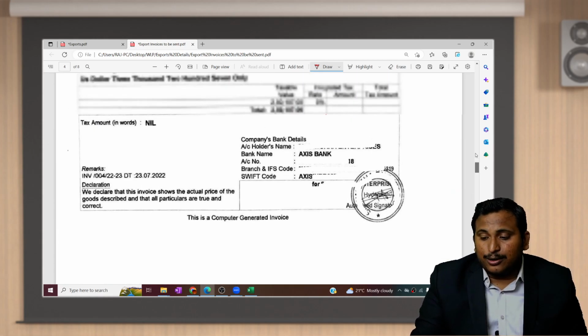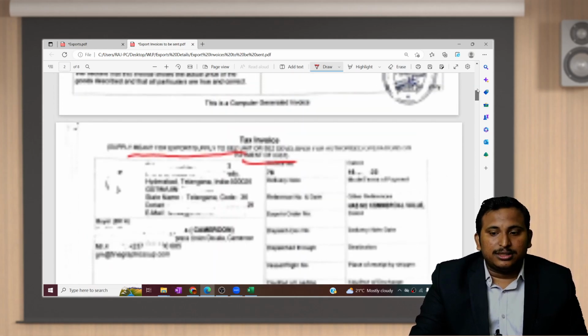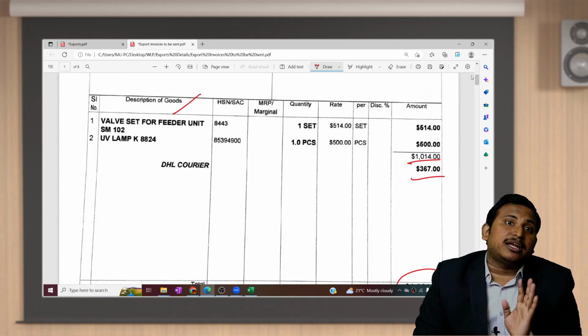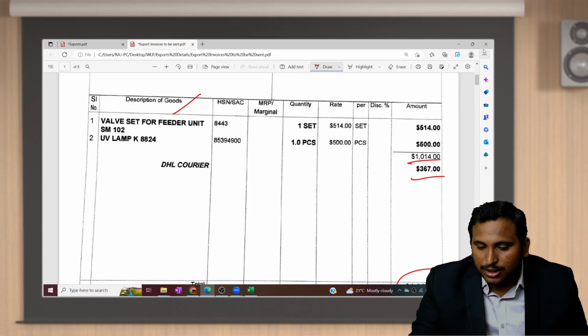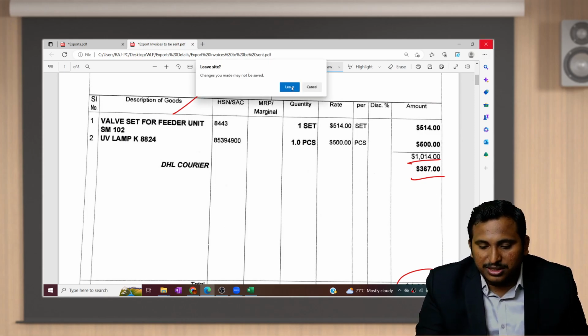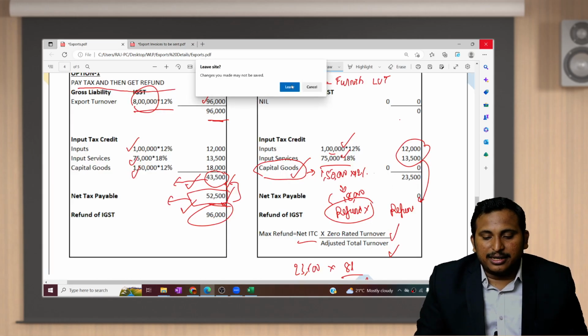But it is particularly required if you want to get a refund. That means if you have taken the first option, it is definitely mandatory. Otherwise, you will not get refunds also. Are you getting the point? This is the issue with respect to exports. With this, we are closing the exports related discussion.